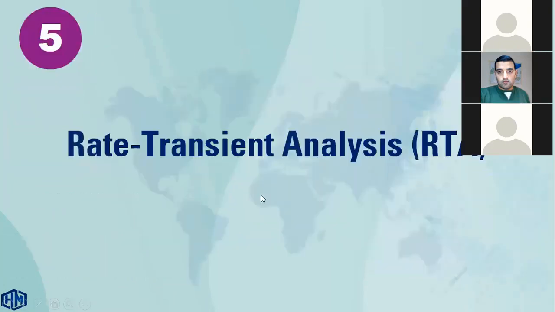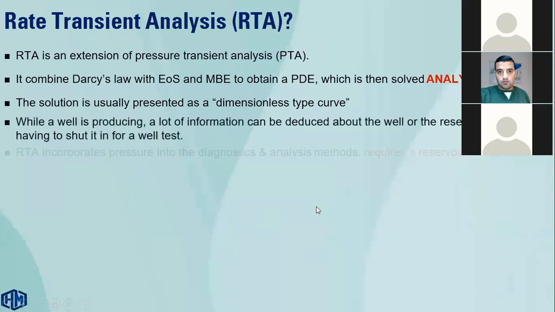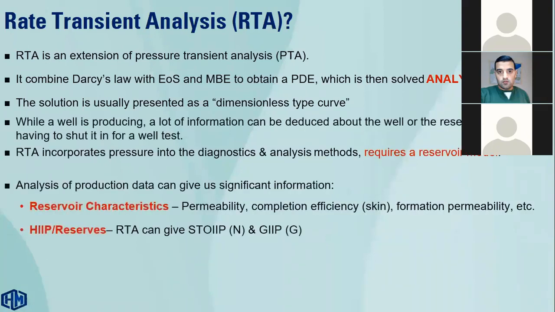The last technique in this webinar is the RTA, or rate transient analysis. It is typically an extension of PTA, or pressure transient analysis, usually like different reservoir engineering tools. This technique combines Darcy's law, the equation of state, and the material balance equation to present a partial differential equation that will be solved analytically to calculate the reservoir parameters and calculate reserves.